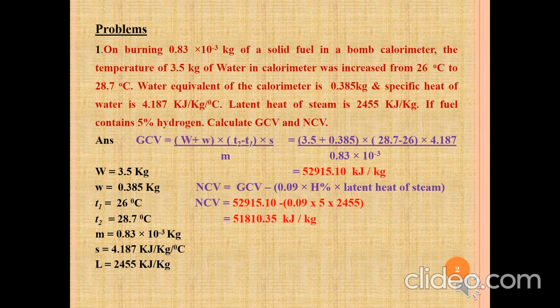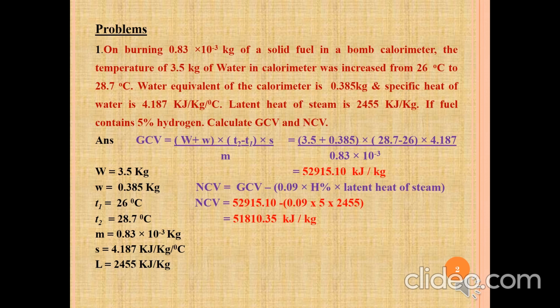In this problem, the formula used for GCV is given by (W plus small w) into (T2 minus T1) into S divided by M, and the formula used for NCV is GCV minus 0.09 into percentage of hydrogen into latent heat of steam. So these two formulas we are using in almost all the problems. So first let us start with the first problem of this kind.